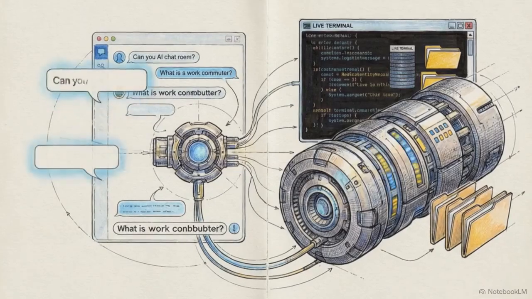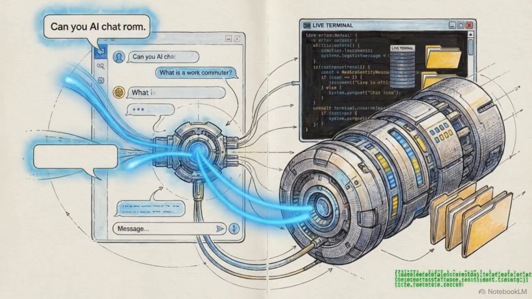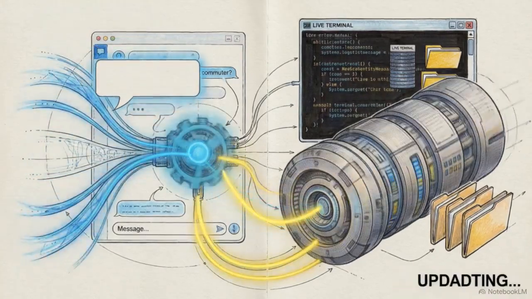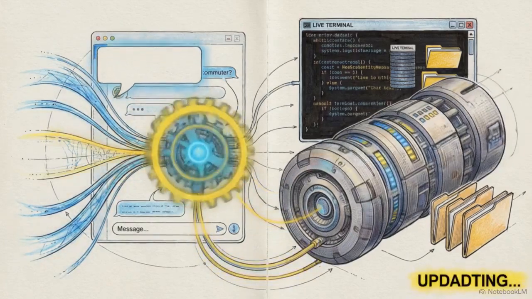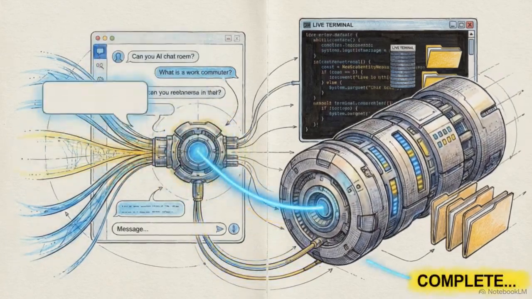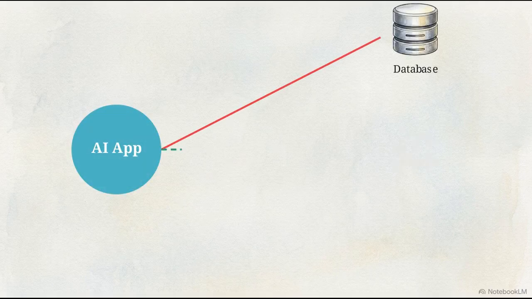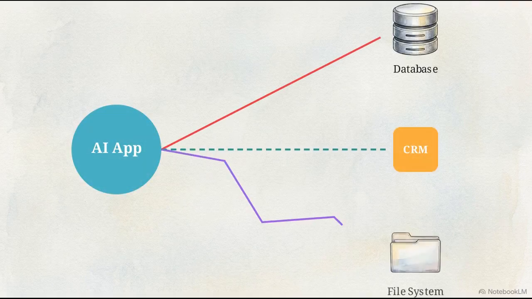To build a truly useful AI agent, it has to interact with the real world. That means getting it to seamlessly manipulate external systems. Right now, if you want your AI application to read a database, update a CRM, and scan a file system, you have to write, test, and maintain 3 completely distinct custom integrations.